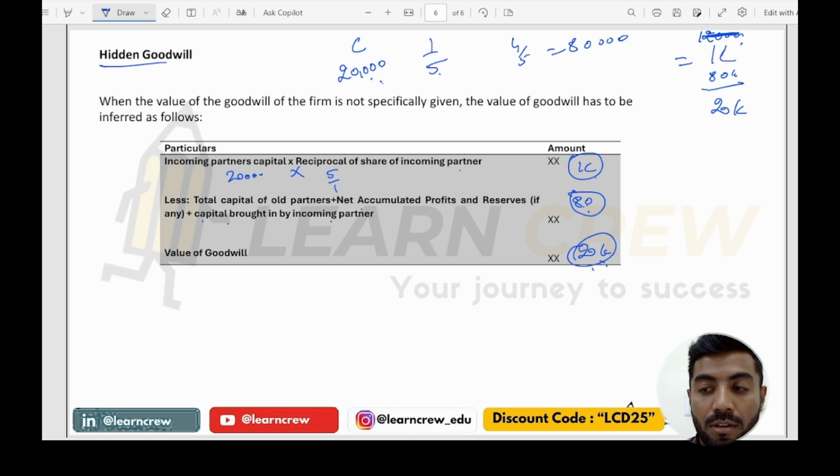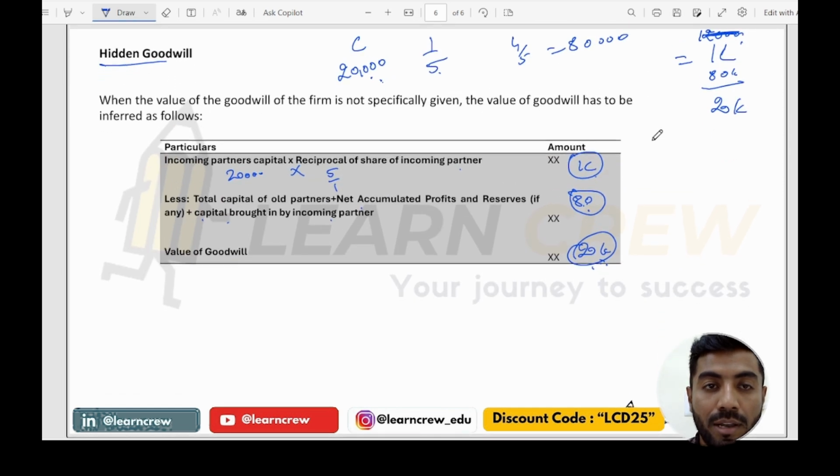With this we complete the theory part of the admission of a partner. So the next topic will be retirement of a partner. We'll discuss that also. Thank you.